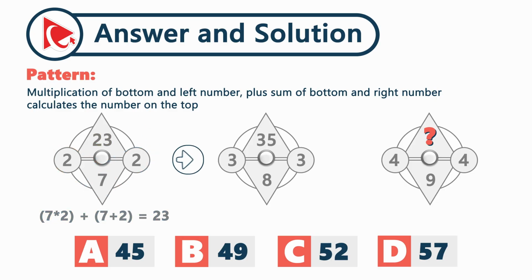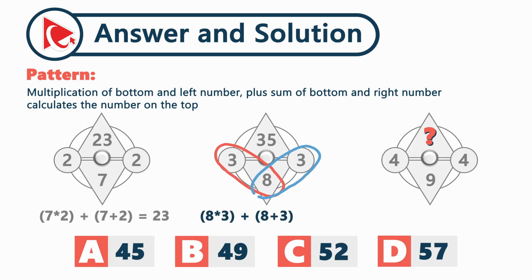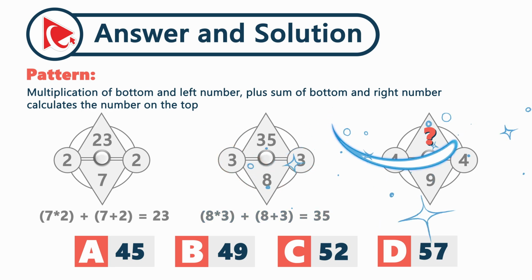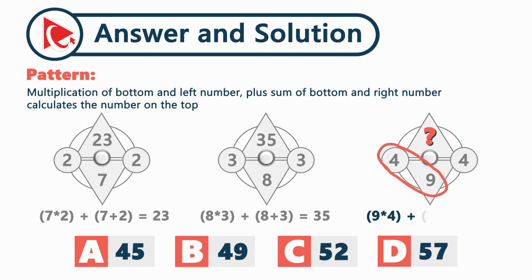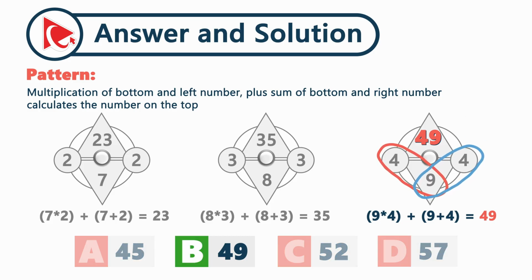Let's verify this pattern with the second shape. 8 multiplied by 3 plus 8 plus 3 in parentheses equals 35. Guess what time it is? It's the magic time to calculate the missing number. 9 multiplied by 4 in parentheses plus 9 plus 4 equals 49. So the correct answer here is choice B, 49.